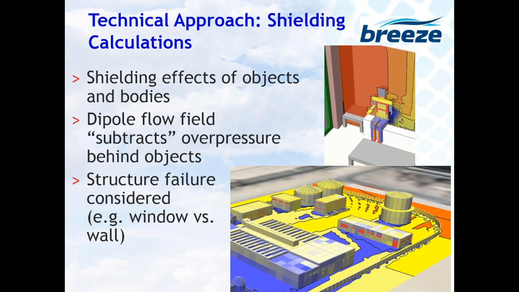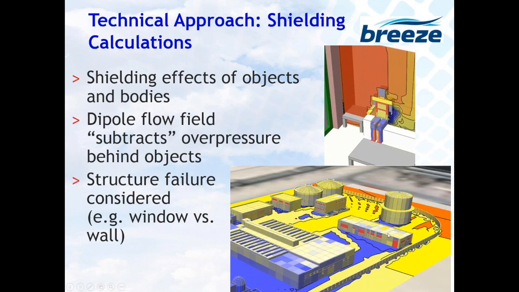So you can see in the top right on this slide a person and the shielded area behind the torso of the person. In the bottom right, you can see a blast coming sort of from the top right of this image. So you see the orange contours that represent relatively high overpressures. This compound has a blast wall around it. So you drop from orange to yellow, so lower pressure as a result of the shielding from the blast wall.